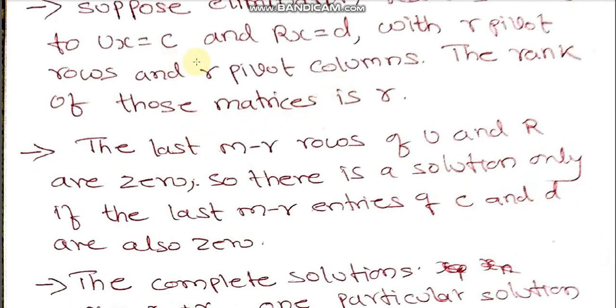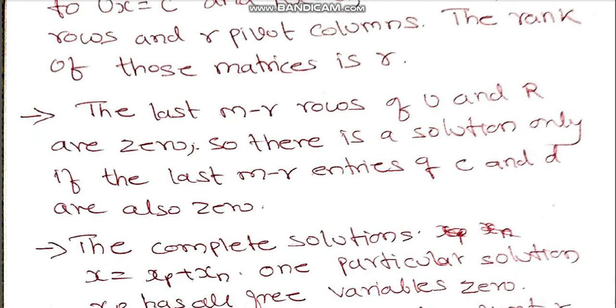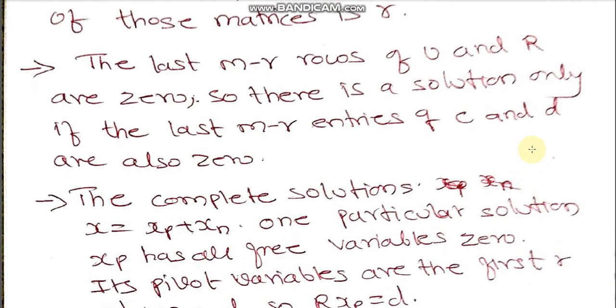So if I reduce Ux equals c or Rx equals d, r being the pivot rows and pivot columns, the rank of the matrix will be r, as I told you. And the last m minus r rows of U and R are 0. So there is a solution only if the last m minus r entries are 0. We saw the last row was 0 and the number of pivot elements was 2, so 3 minus 2, that is 1, and when it is 0, there is a solution only if the last m minus r entries are 0, and it was the case.